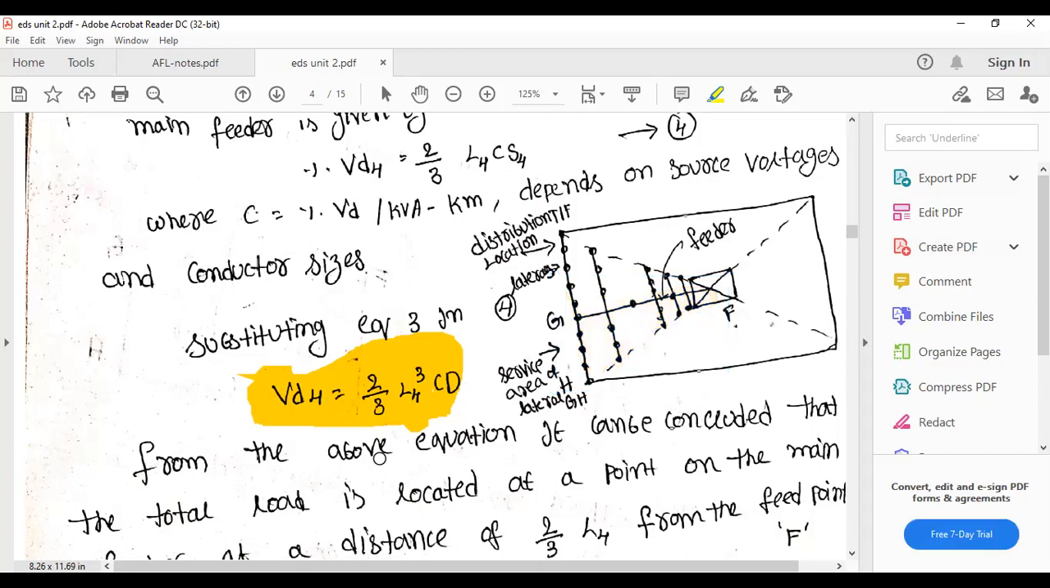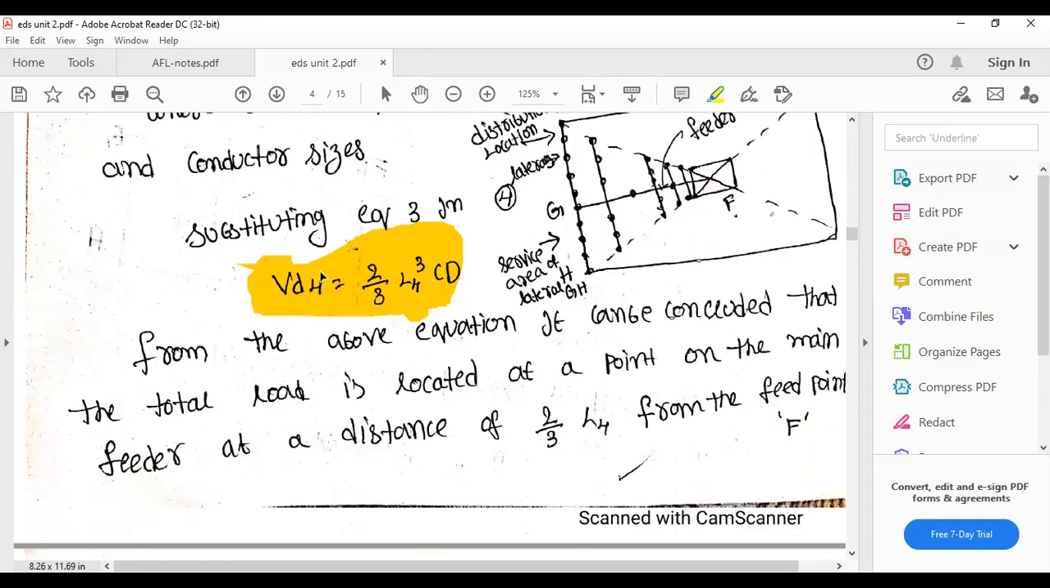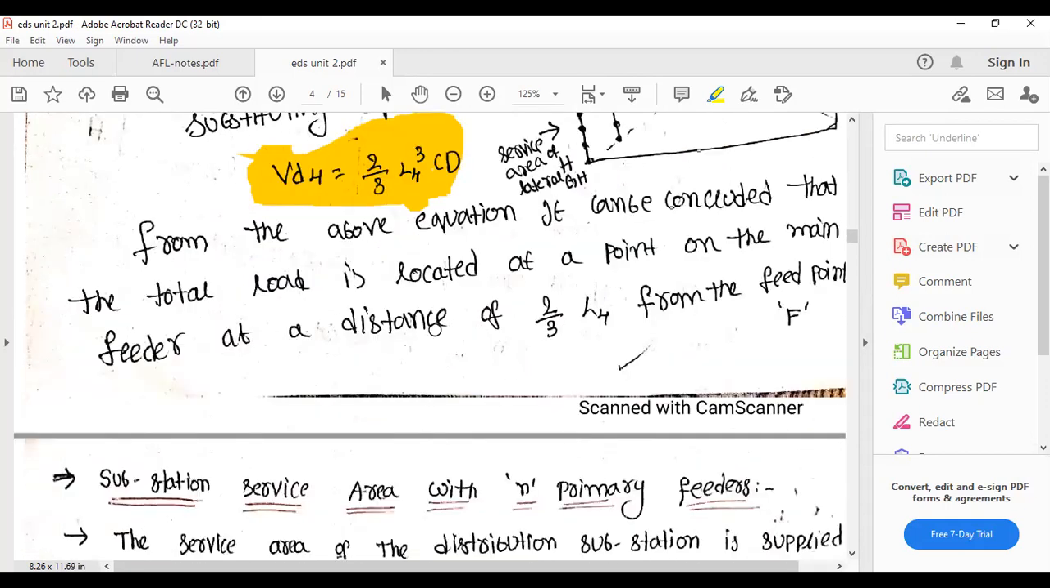Okay, then from the above equation, it can be concluded that the total load is located at a point on the main feeder at a distance of 2/3 L4 from the feeding point. Okay, this is the particular point, that is the 2/3 L4 from the feeding point F. Okay, this is the total voltage drop at a particular 2/3 of L4 from the distribution point.